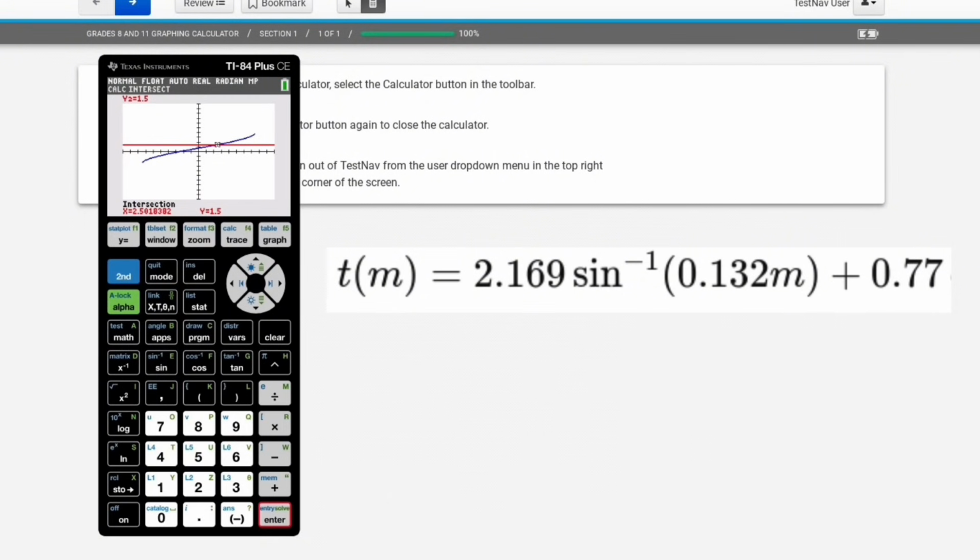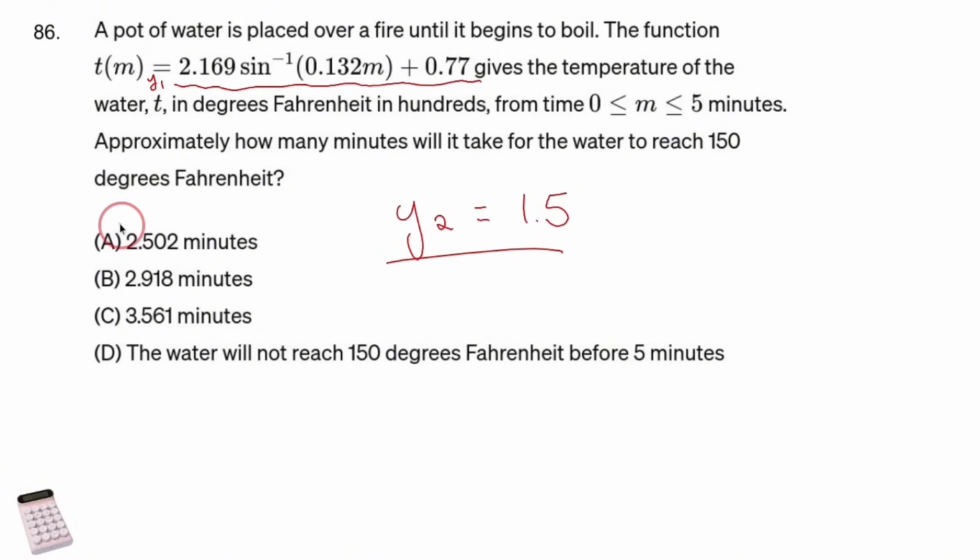Let's go back and circle it. All right, 2.501 is going to be 2.502 once I round it. So pretty weird problem, but not too bad. Just use your calculator. Hope this helps.